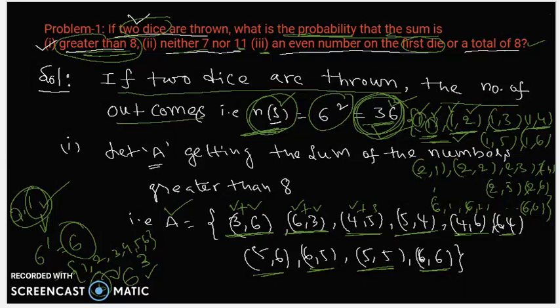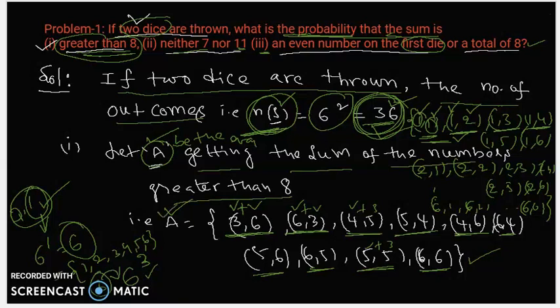So the sum of these elements should be greater than 8. So such type of outcomes we are going to write in the first problem. To write those ordered pairs, that is, elements, we are going to take an event. That event name is A. Let A be the event of getting the sum of the numbers greater than 8.